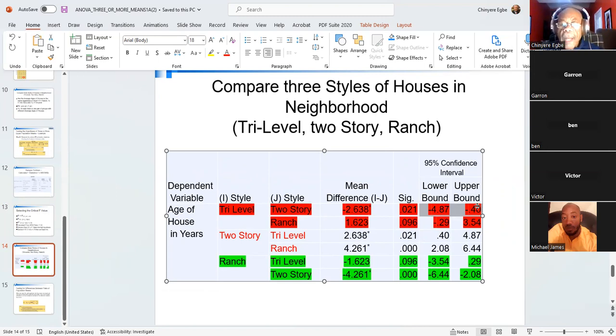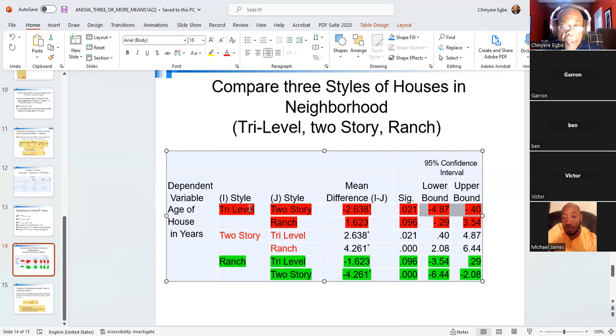Yes. Okay. And we're actually testing at 95% confidence, or the 0.05 level of significance. And so since we have two negatives, we reject the hypothesis that tri-level and two-story are the same age. We are rejecting that null hypothesis. And so we are concluding that between tri-level and two-story, the average age of one group is more than the average age of the other group, or they are different.